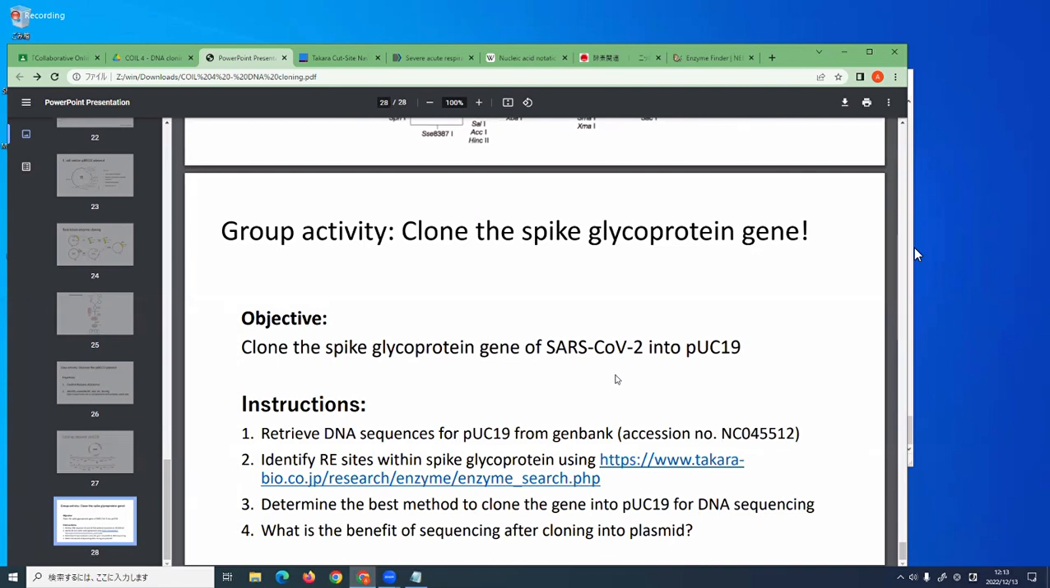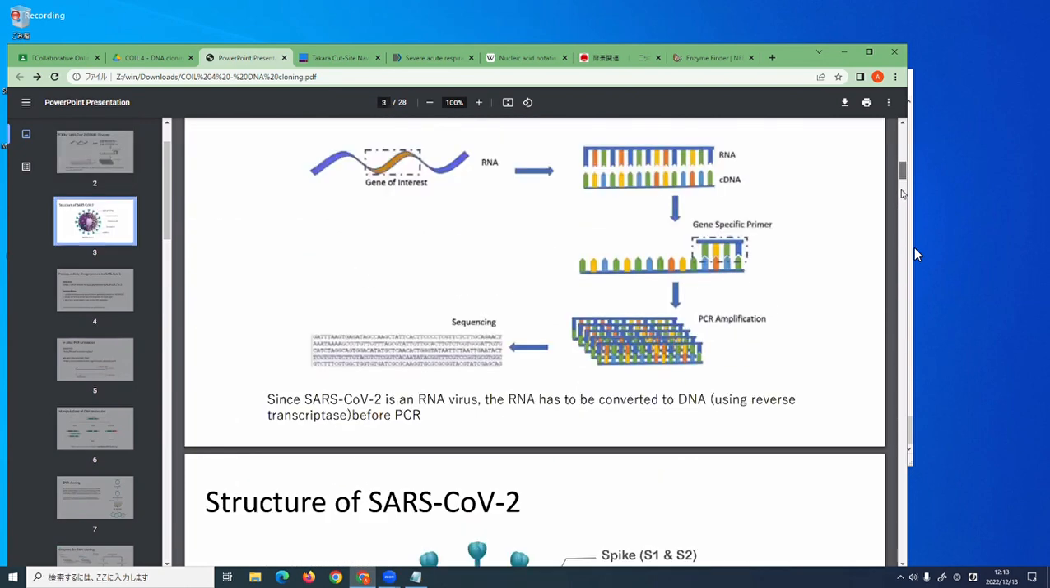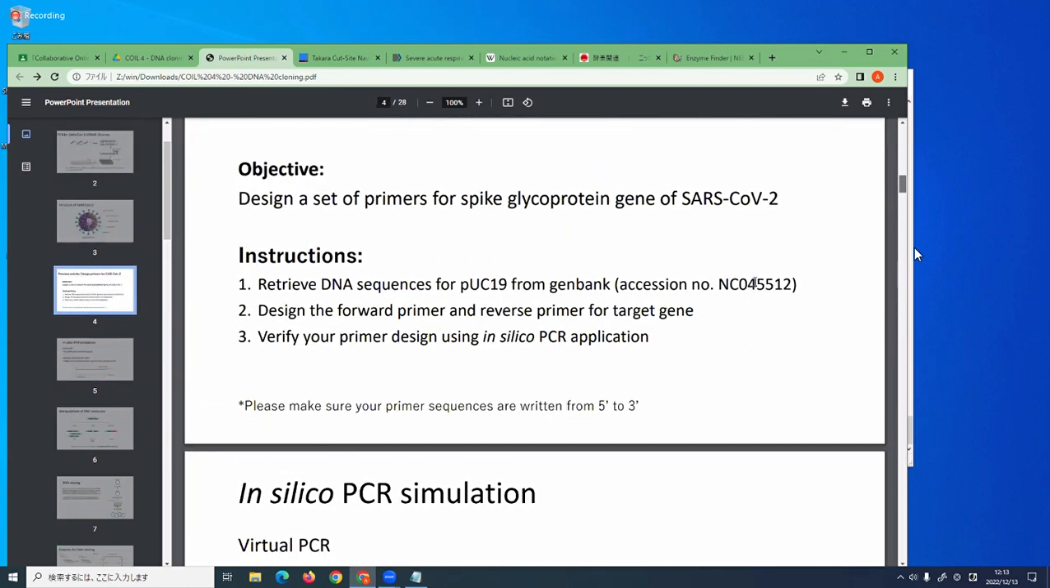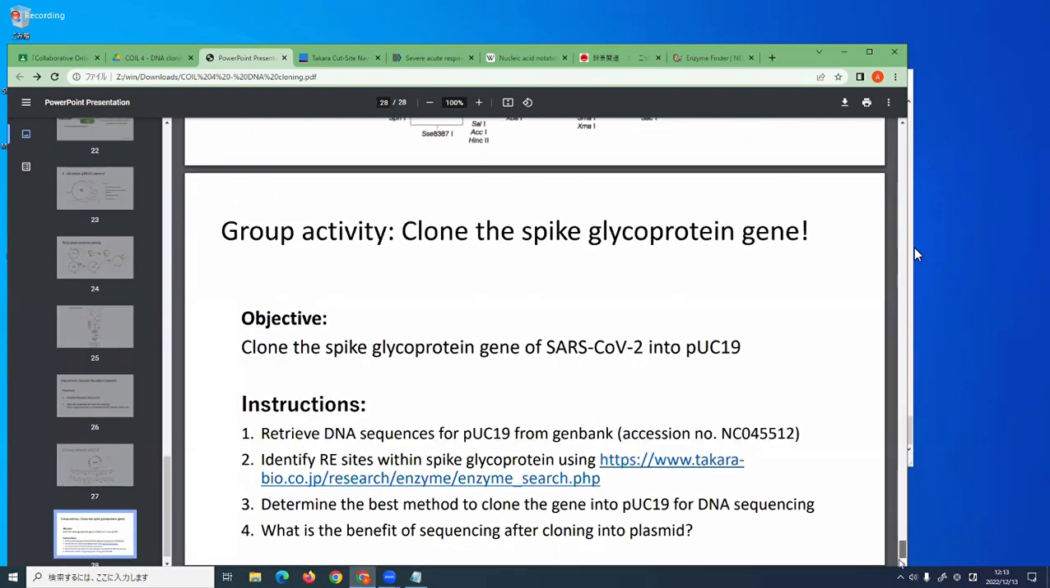And then I want you to retrieve the PUC19 DNA sequence from the GenBank, and identify the RE sites from the protein. The accession number you can get from the slide here on top, from the previous activity. This is the accession number for the glycoprotein. And I want you to search for which restriction enzymes you want to use and write the protocol of how you're going to clone the spike glycoprotein into the PUC19 for DNA sequencing.